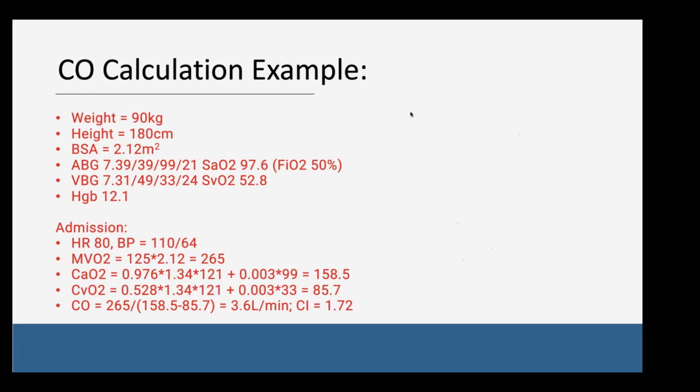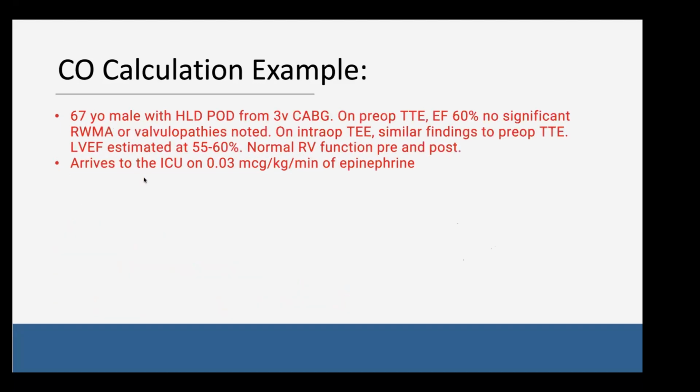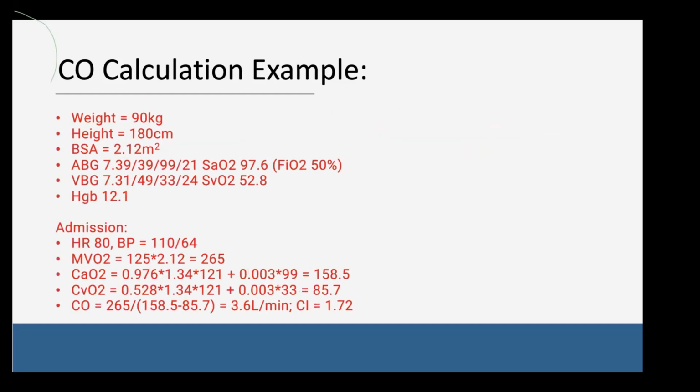But if you go back to the original presentation of the patient, it was a pretty routine cardiac surgery, a routine bypass surgery, and his function was normal before and after bypass, and the RV function was also normal, which is all pretty reassuring. And when they arrived, they were on a pretty modest dose of epinephrine as well. And like you said, the hemodynamics are pretty acceptable and reasonable.